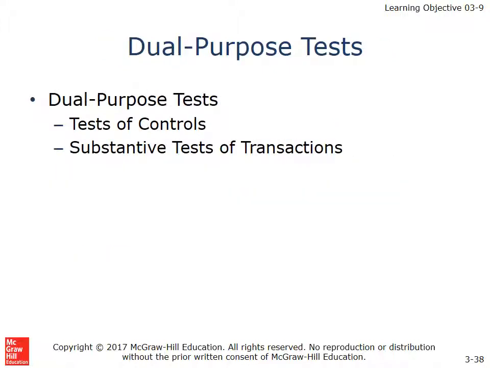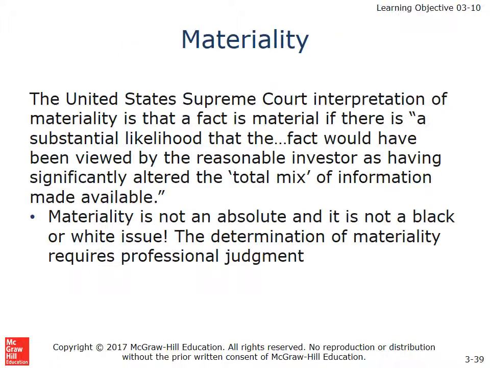So tests of controls, as we said, are dual purpose tests and substantive tests of transactions. Substantive tests of transactions are when you're looking at specific transactions, like a check being written. And they're usually being done simultaneously. Okay, so that's just an introduction to these different types of tests: control, risk, and substantive. I think we're good with that.